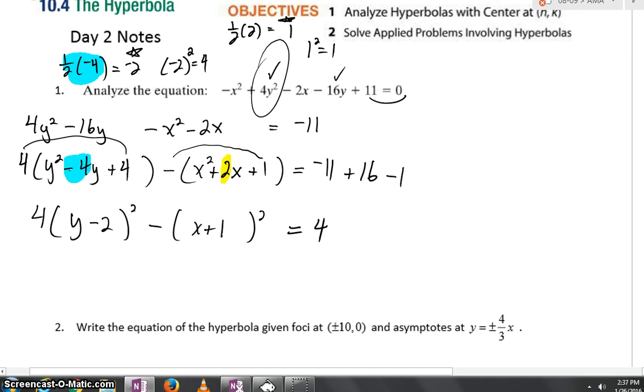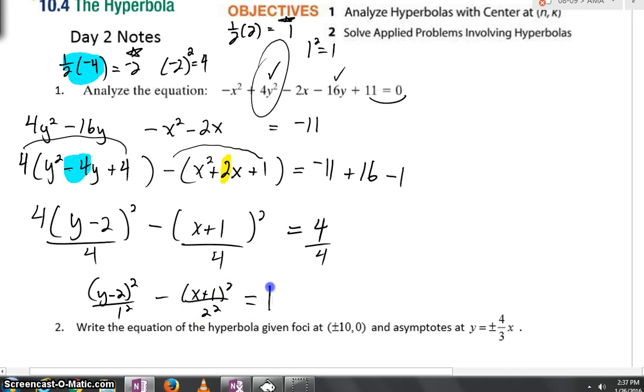We're looking so much better. To get this into a much friendlier form, though, what do you think we're going to do? Divide by 4. You know it. And then I'm going to be left with (y minus 2) quantity squared all over 1 squared, if you'd like. I'll say here's (x plus 1) quantity squared all over 4, but you could call that 2 squared if you'd like. Then you have a 1.